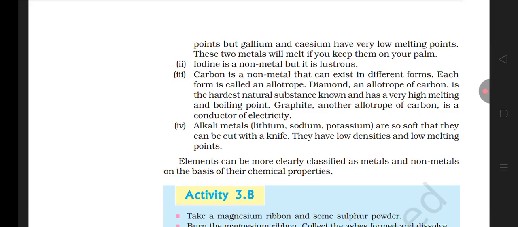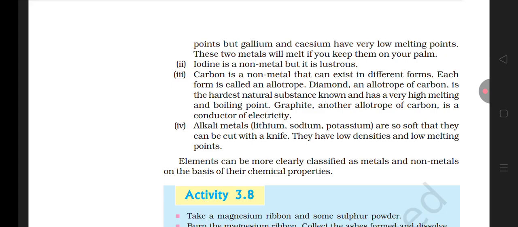Iodine is a non-metal, but it is lustrous. What we have read about non-metals is that they are generally not so lustrous, but iodine is a non-metal that is lustrous. Then next, carbon is a non-metal that can exist in different forms. Carbon has different allotropes. You are going to read about allotropes in your upcoming chapter. Diamond is an allotrope of carbon, and it is the hardest natural substance known, and has a very high melting and boiling point.